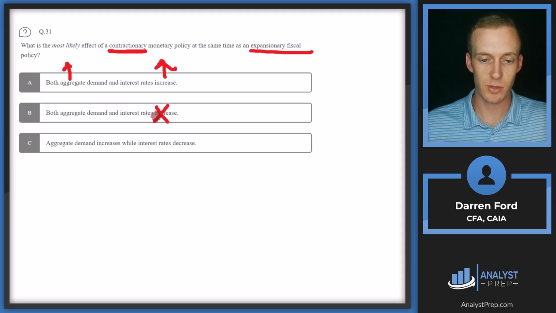Interest rates are going to increase. We can rule out B right away for that reason. And then C, aggregate demand increases while interest rates decrease. Again, we can rule out C for those interest rates decreasing. And aggregate demand increasing does line up with A, but interest rates do not. So we'll stick with answer A as the best answer here.